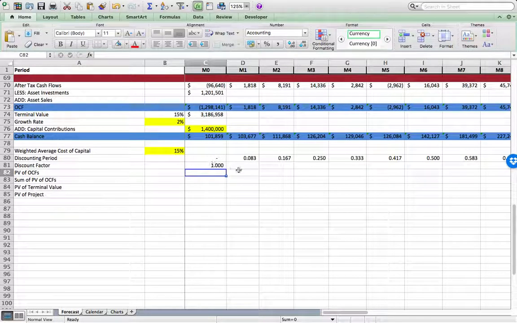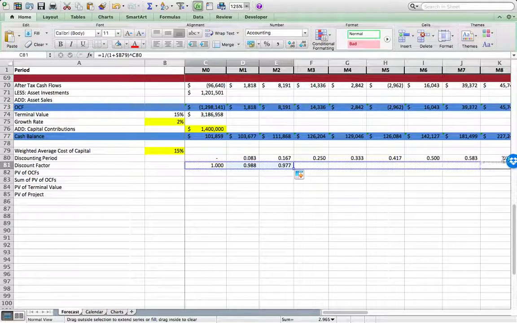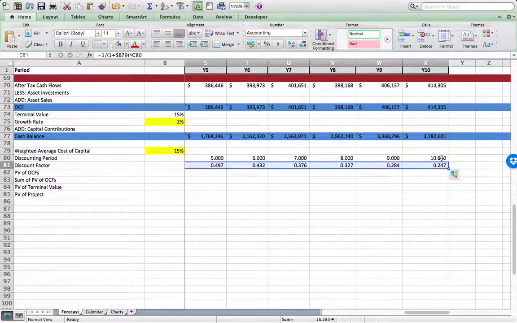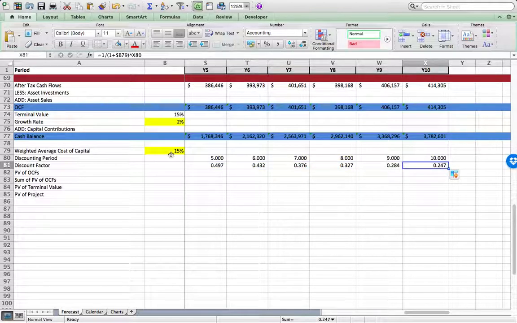And so now I have this sort of freestanding factor that I can look at and make sure it makes sense, right? And so it should be getting smaller over time to reflect the fact that the further out in time you go, the less valuable a cash flow that happens further into the future is in terms of today's dollars. And you can see that at this discount rate, a cash flow that we get in year 10 is only worth 25% roughly of what it would be worth today.